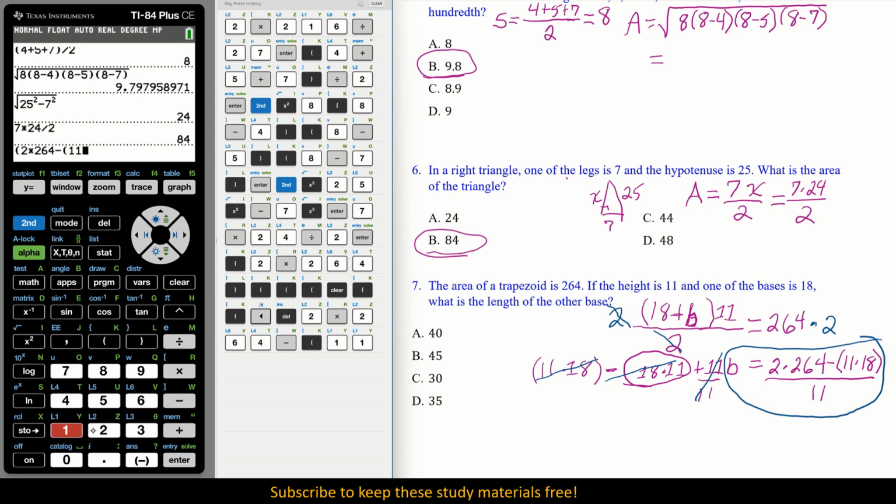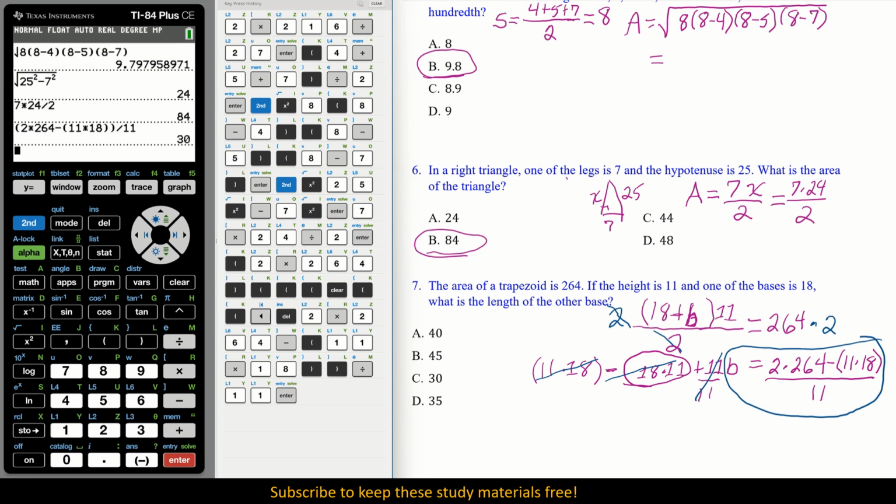11 times 18. Now it'll be fine. Divide by 11. You see what I was trying to do? I'm trying to put it in the calculator in a way that our order of operations doesn't become an error. So let's push enter, and the answer is 30. And not only that, when you're checking your order of operations and entering it in the calculator, that also makes you double check your values.